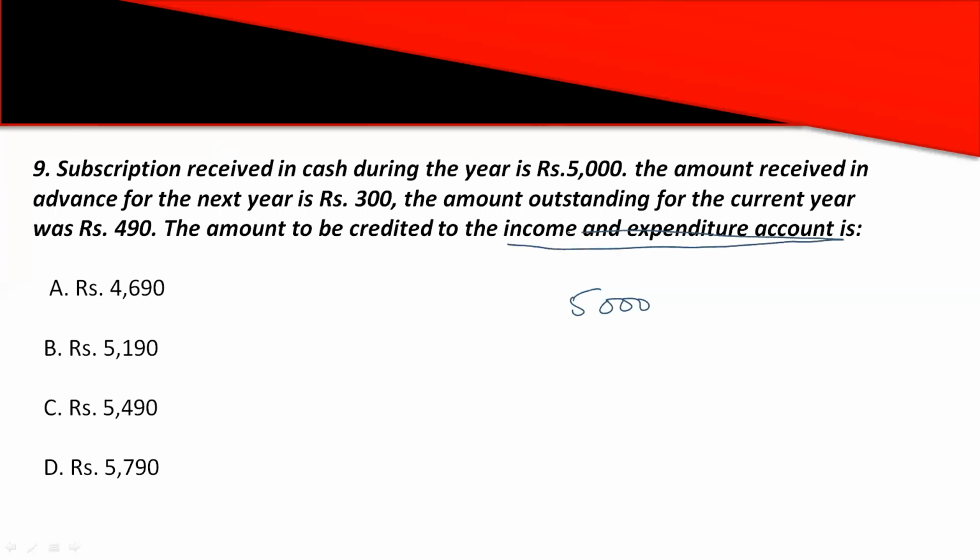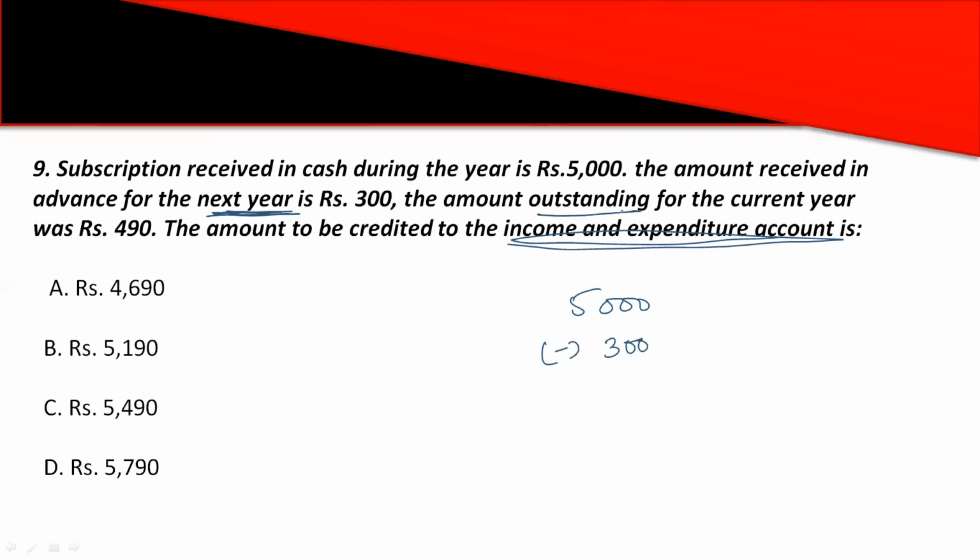Whenever you see income and expenditure account, immediately you should remember the rules. The second rule says that only current year transactions should be recorded. Now this 5000 rupees includes amount received in advance for next year, rupees 300. So clearly they are telling us rupees 300 belongs to next year. It is not related to current year. So we have to deduct this 300 from 5000. So 300 rupees minus.